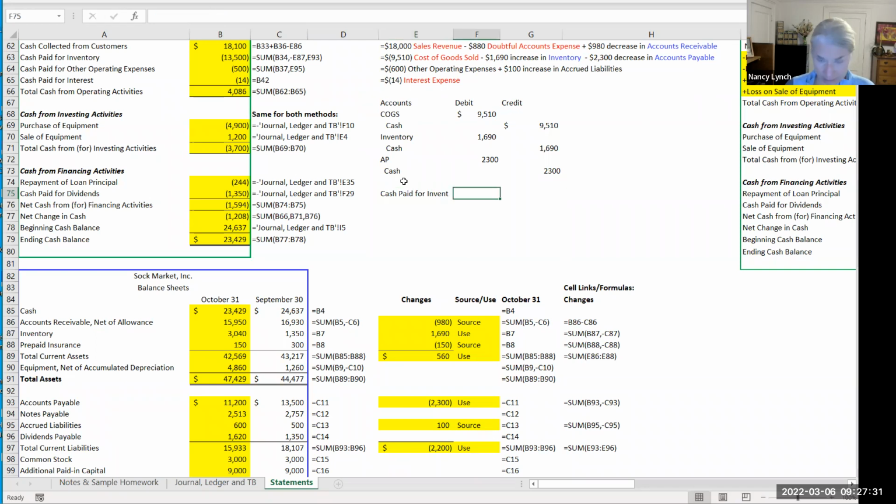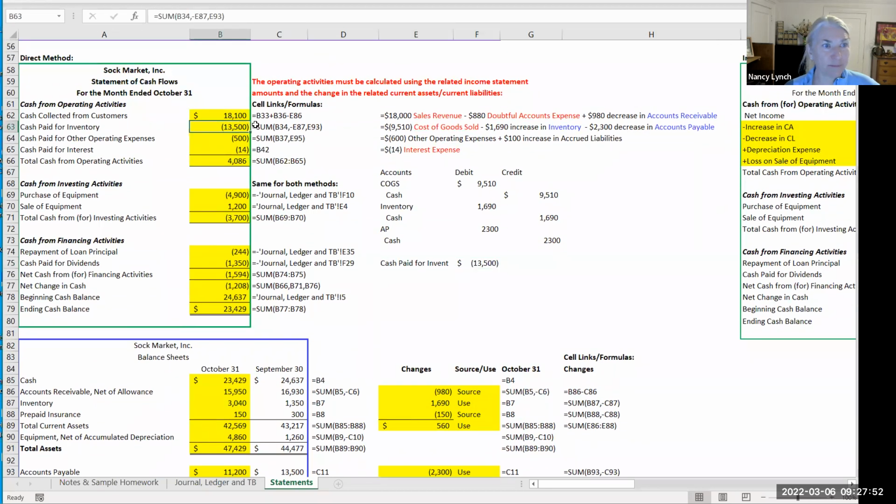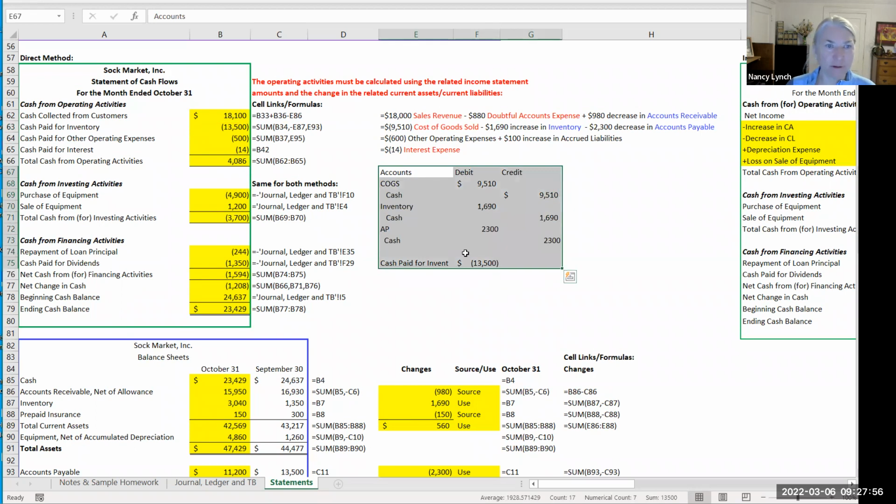All right, let's go through it. This is a minus, so it's a credit minus, right? And then another minus, and then another minus. So these basically both are uses. So the cash paid for my merchandise, my inventory was 13,500. You can keep going. Let's just do one.